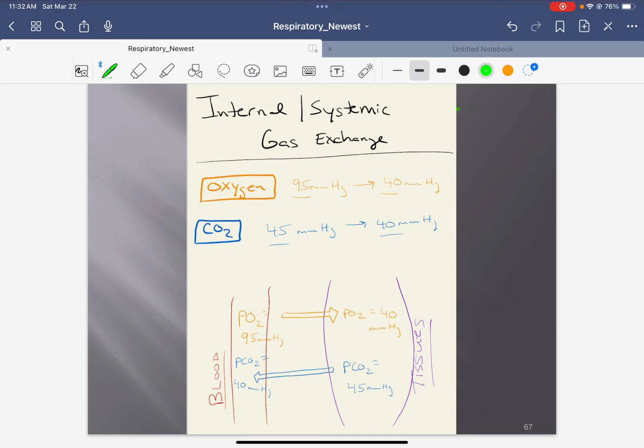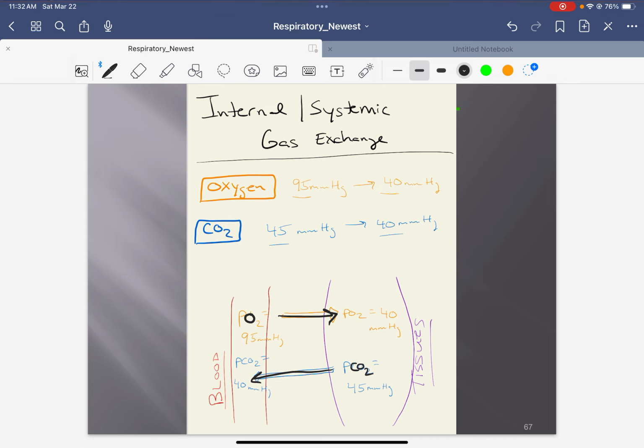So now this oxygen is moving to its final destination. Oxygen will move from the blood into the tissues. At the same time, CO2 that has built up in the tissues will move from the tissues back into the blood, to be taken back to the heart and then to the lungs to be breathed out. Internal or systemic gas exchange: gas exchange between the blood and the tissues.